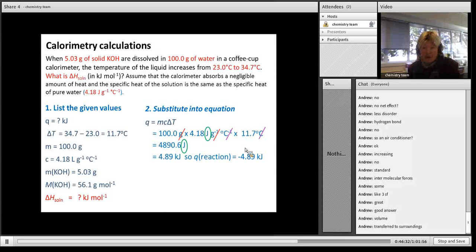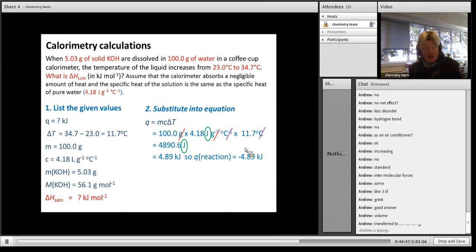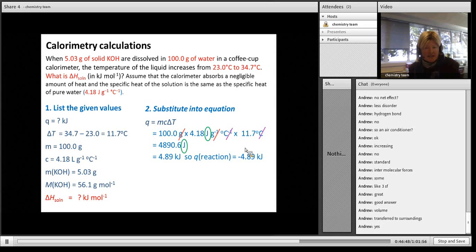Now remember, the Q calorimeter is always the opposite to the Q reaction. So if I get a positive value of 4.89, my reaction is exothermic, it's negative 4.89. So that's what I was trying to show in that previous slide. Is that clear now about why we changed the sign? Okay, so you can see I've got my answer in kilojoules, but I can't finish there because I was told it's the delta H in kilojoules per mole.